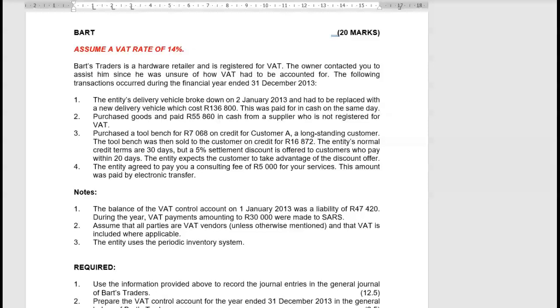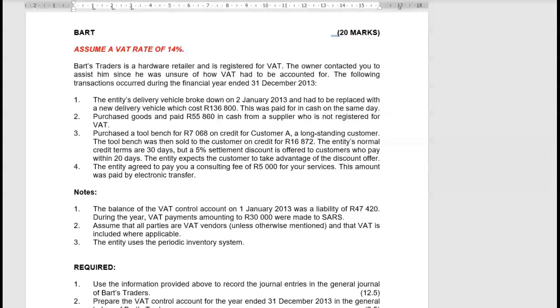Bart is a simple question. There is nothing complicated about Bart, but it tests very basic principles. So this is a question that you have to do at least once to make sure that you understand the basic principles, and then thereafter it should be on par.